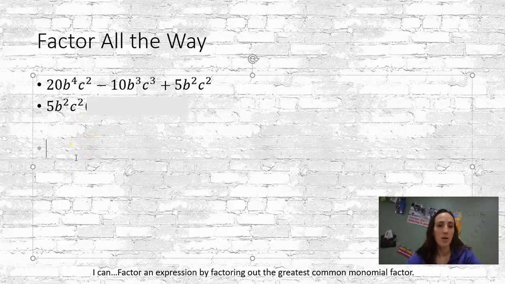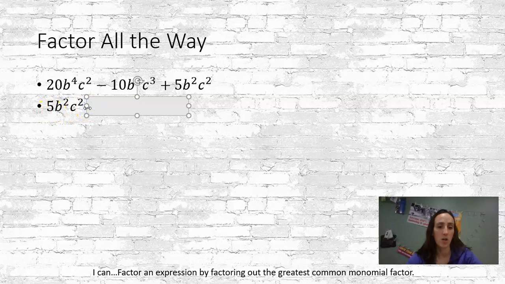What I do now is inside parentheses, I'm going to write everything that's left over in all three of my terms after these got pulled out. So when I have 20 and I pull out 5, I'm left with 20 divided by 5 is 4. If I had 4 b's and I take out 2, I'm left with 2 b's. If I had 2 c's, I take out 2, I'm left with no c's. So I have 4b squared. I bring down my minus sign.